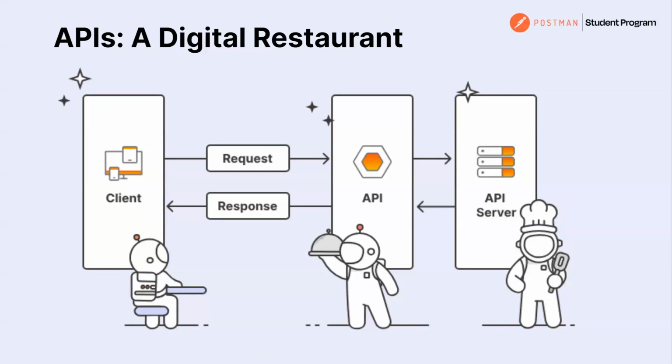For example, the waiter will come to us and ask what we want to order. In this case our order is our request, and the API will take that request to the kitchen, and then the kitchen will give the API, which is the waiter in our example, a response, and then it will give the response back to the client. So in this case, the API is the mediator of our digital restaurant.